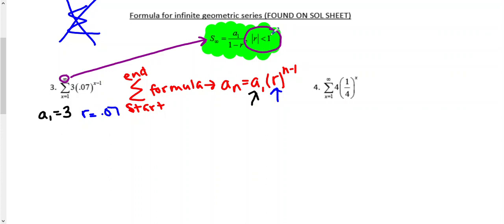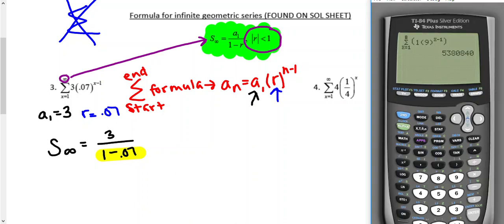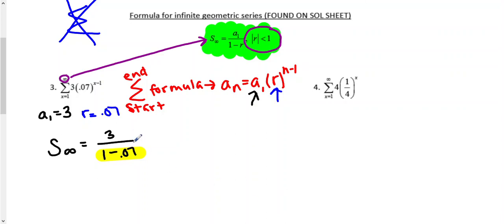Is the absolute value of 0.07 smaller than 1? Yes, so I can use this formula. So if I plug everything in, I have the sum of the infinite series is equal to 3 over 1 minus 0.07. Now we just look to combine our like terms in the bottom. Or if you want, you can put the whole thing in your calculator, which is what I usually do. It is hard with the parentheses. If you were doing it the old school way, remember you have to go parentheses on the top, divided by parentheses on the bottom.